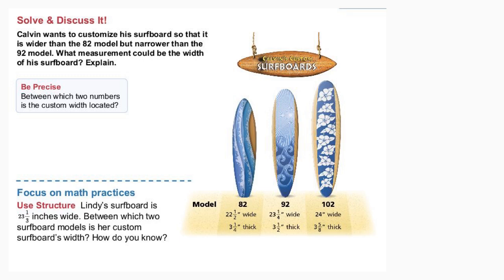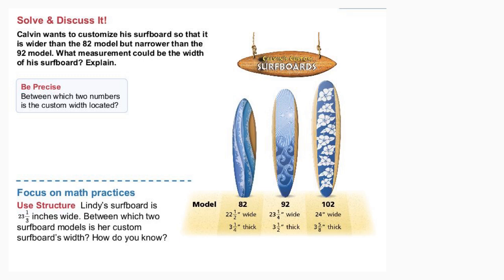All right, it says solve and discuss it. Calvin wants to customize his surfboard so that it is wider than the 82 model, but narrower than the 92 model. What measurement could be the width of his surfboard? All right, so let's go ahead and start with some important information.